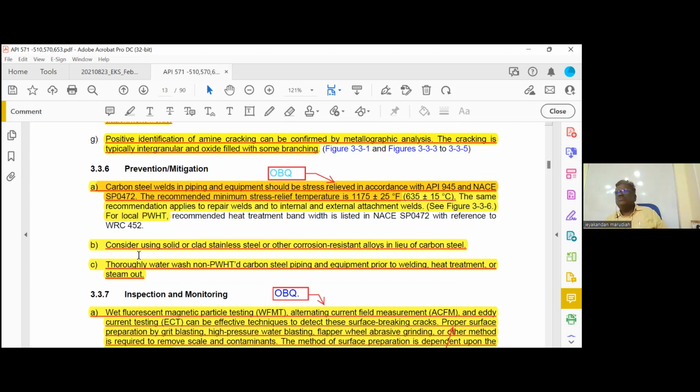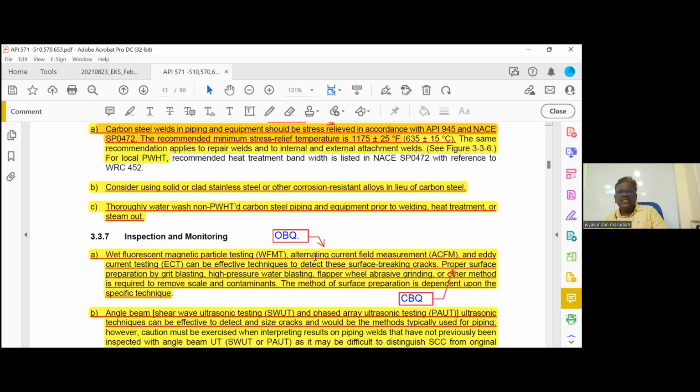Then we can use, if you want to avoid this, a stainless steel cladding. Use solid stainless steel and the other portion, the resident layer, of carbon steel. Thoroughly water wash the equipment prior to welding, heat treatment and treatment. You have to water wash it to avoid cracking. Then inspection: wet fluorescent MT, ACFM and eddy current testing can be effective techniques to detect surface cracks.